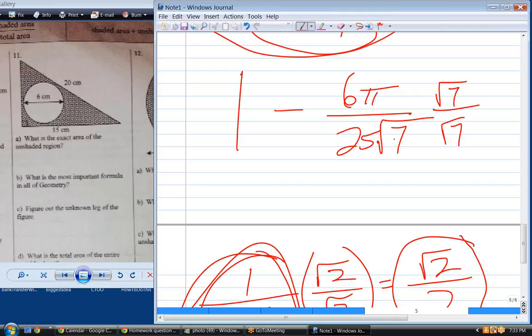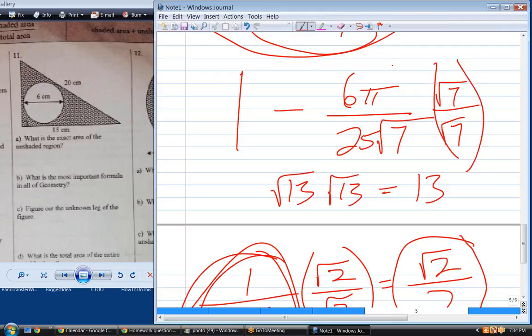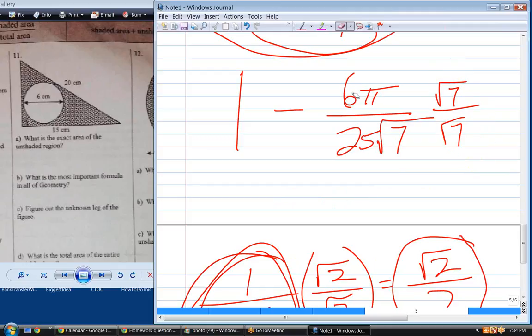Okay. What is root 7 times root 7? It's 7. So it's always whatever's in the middle. Root 13 times root 13 is 13. If it was divided, in other words, this is 1. But the next step in this process is to go ahead and multiply tops and bottoms. So I get 1 minus 6 pi root 7 in the numerator, and in the denominator I get 25 times 7, or 175.